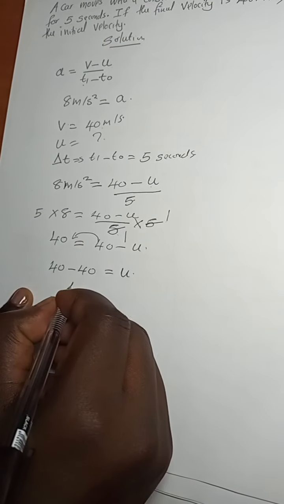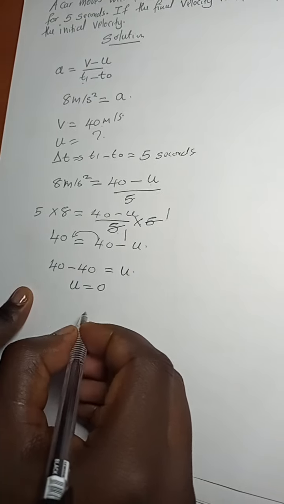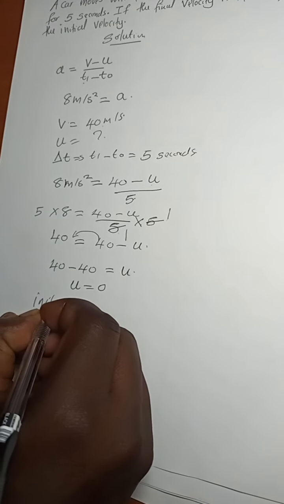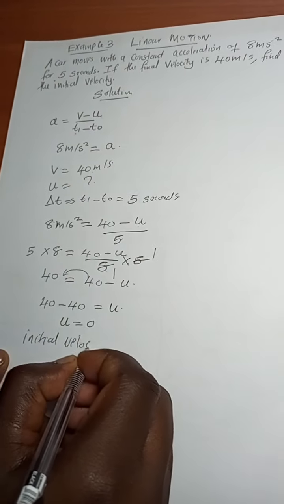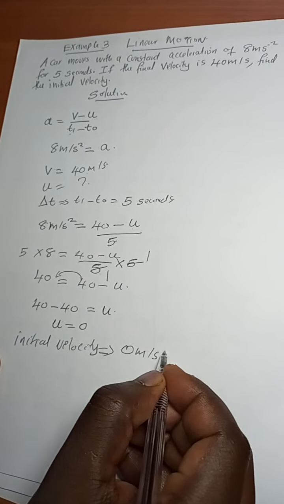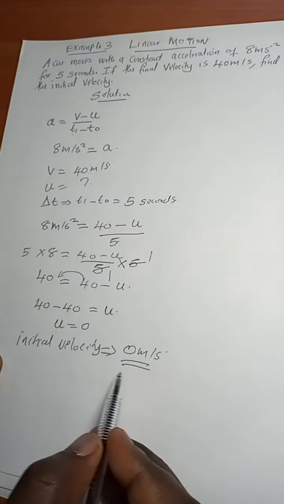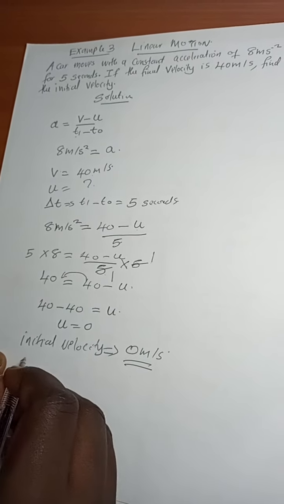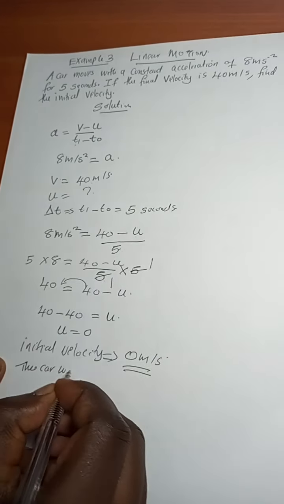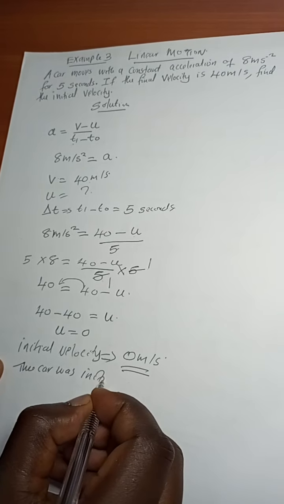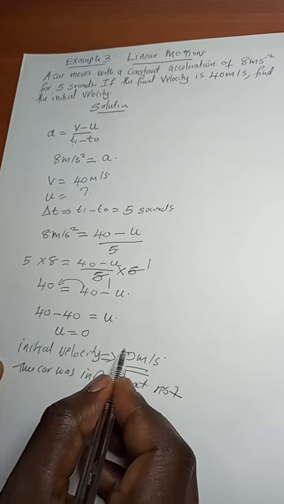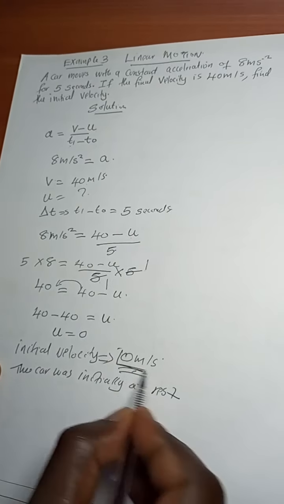So this therefore means that our u is going to be equal to 0. So our initial velocity was 0 meters per second. What does this imply? This implies that the car was initially at rest. When the speed is 0, it means that the car is not moving at all.